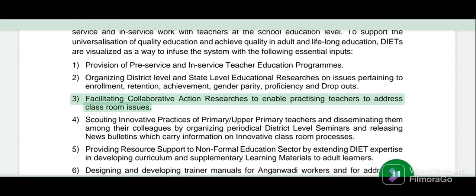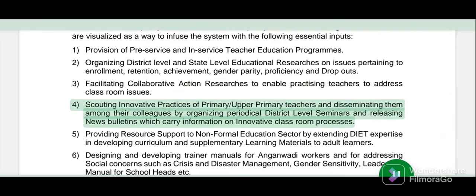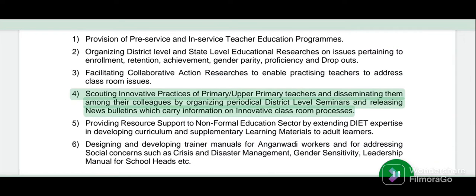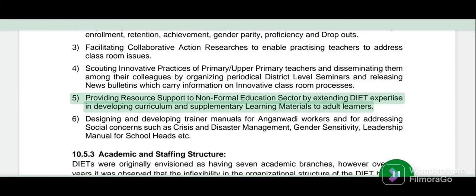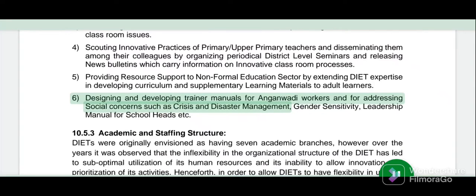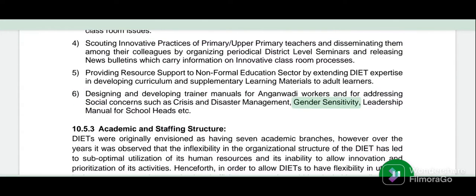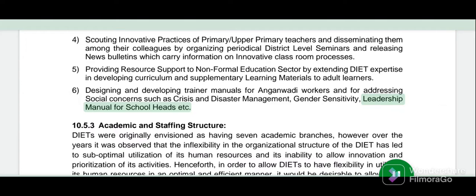3. Facilitating collaborative action researches to enable practicing teachers to address classroom issues. 4. Scouting innovative practices of upper primary teachers and disseminating them among their colleagues by organizing periodical district-level seminars and releasing news bulletins which carry information on innovative classroom processes. 5. Providing resource support to the non-formal education sector by extending DIET expertise in developing curriculum and supplementary learning materials for adult learners. 6. Designing and developing trainer manuals for Anganwadi workers and for addressing social concerns such as crisis and disaster management, gender sensitivity, leadership manual for school heads etc.